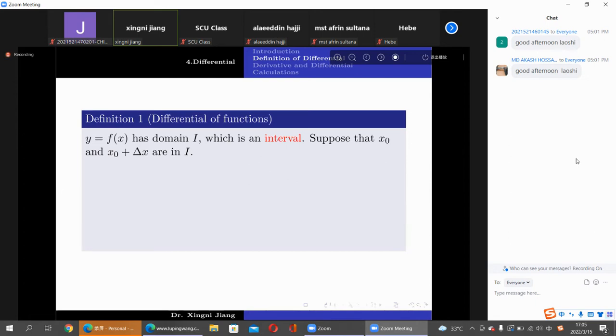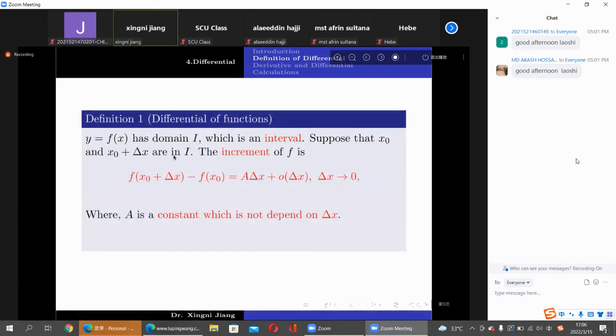Suppose y has a domain I, which is an interval. And suppose that x0 and x0 plus delta x are both in the interval. So from x0 to x0 plus delta x, they both stay in I, in the domain of the function. And the increment of f, you can calculate this. If the increment of f can be divided into two parts, the first part is a multiplied with delta x. Here I said a is a constant.